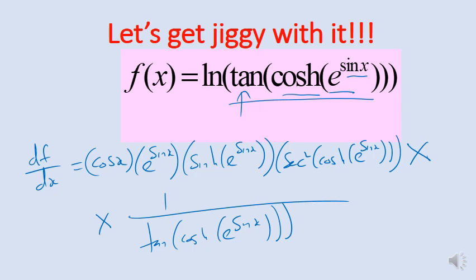And you can make some simplifications here, because you've got sec squared of cosh of e to the sine x, and you've got tan of cosh of e to the sine x. You know, sec squared is 1 over cos squared. 1 over tan is cot, which is cos over sine. So things can cancel out there, but you have to be very careful when you're doing the simplification.